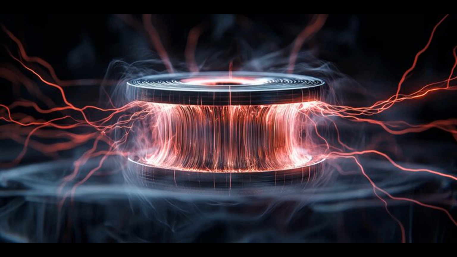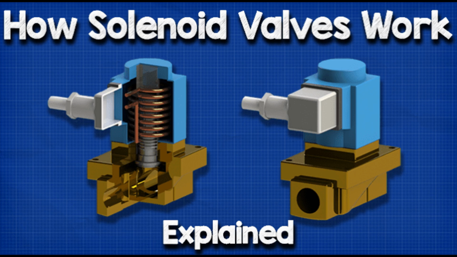The bobbin holds the coil windings in place and insulates components. The yoke enhances magnetic efficiency by concentrating the magnetic field. Terminals provide the connection to the power supply for the coil. Together, these components allow a solenoid to function effectively as an actuator, converting electrical energy into a controlled mechanical movement.